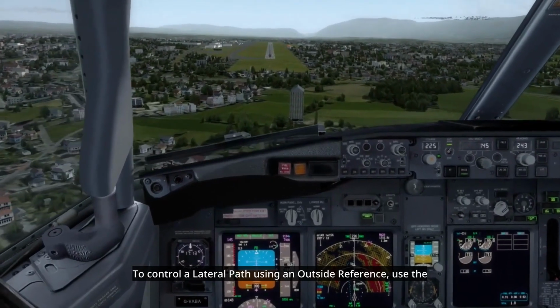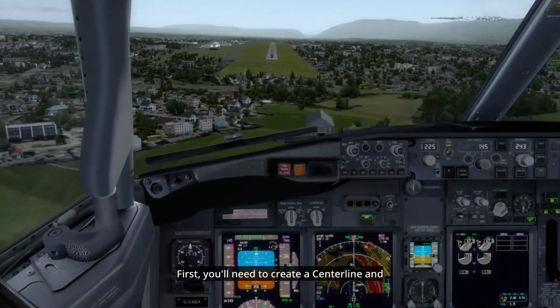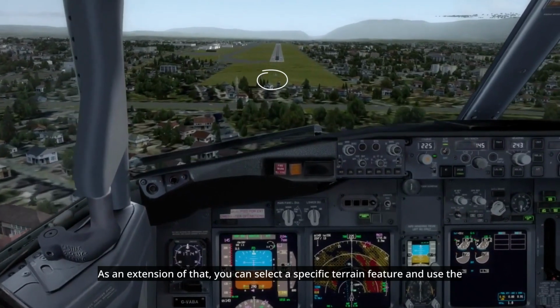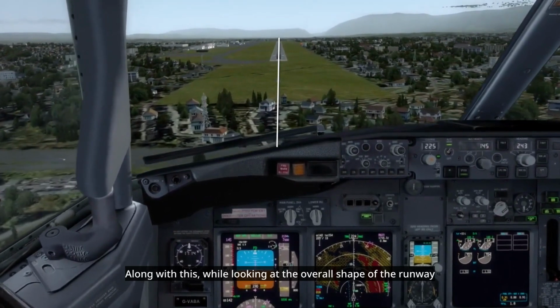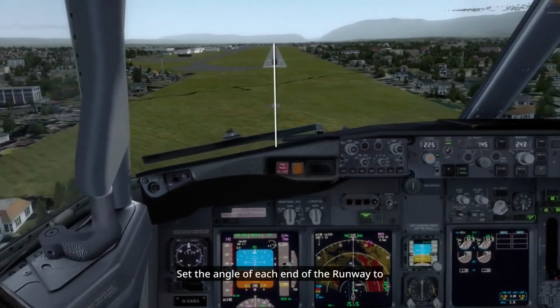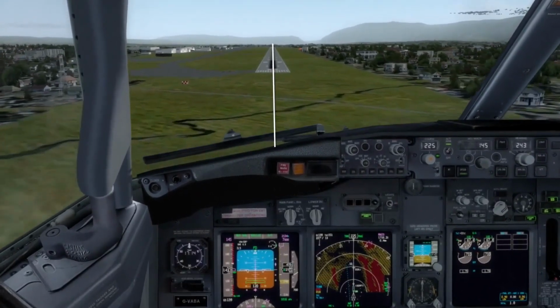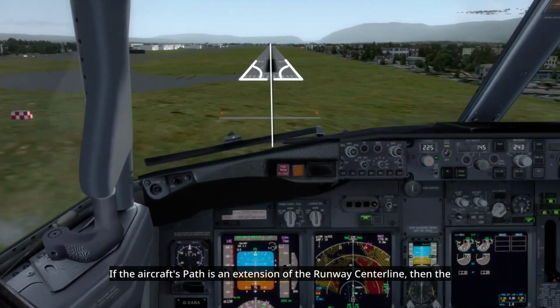To control a lateral path using an outside reference, first, you'll need to create a centerline, and as an extension of that, you can select a specific terrain feature and use it to draw an imaginary reference line. Along with this, while looking at the overall shape of the runway, set the angle of each end of the runway to continuously determine the aircraft's lateral position. If the aircraft's path is an extension of the runway centerline, then the two angles will always be the same.